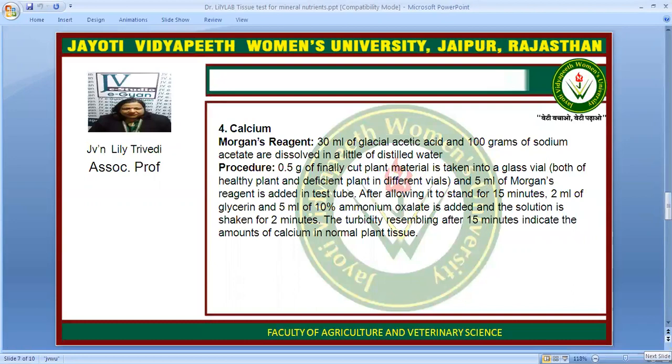Calcium. For calcium, Morgan's reagent is taken, that is 30 ml of glacial acetic acid in 100 grams of sodium acetate, which is dissolved in a little bit of distilled water. 0.5 gram of the cut plant material is taken, and we have both healthy and deficient plants in different vials, and 5 ml of the Morgan reagent is added. After 15 minutes standing, 2 ml of glycerine and 5 ml of 10% ammonium oxalate is added. Now this solution is shaken for 2 minutes. The turbidity appearing after 15 minutes indicates the amount of calcium in the plant tissue.